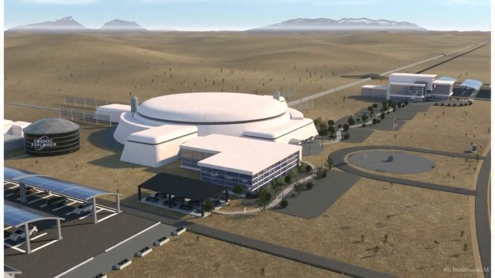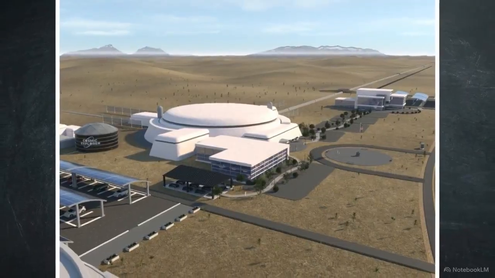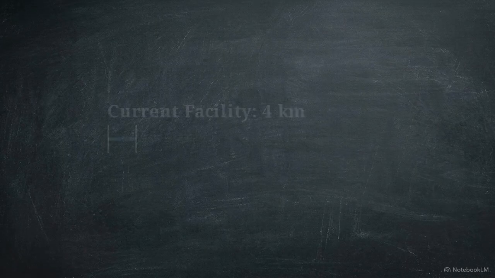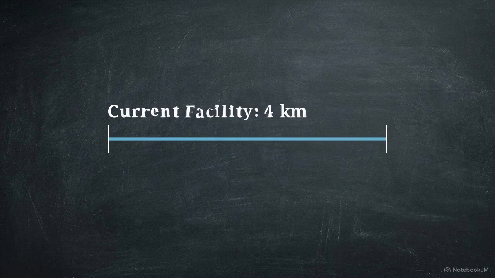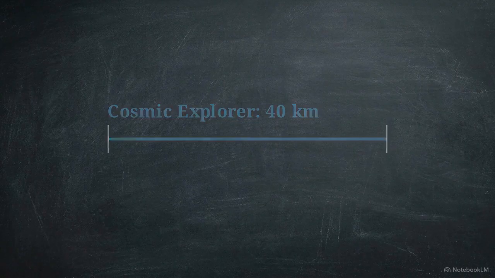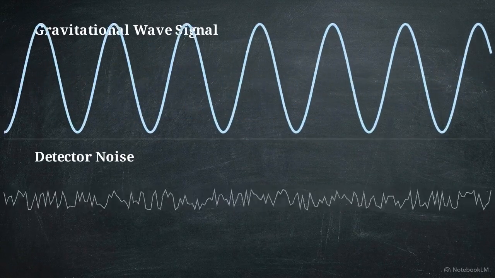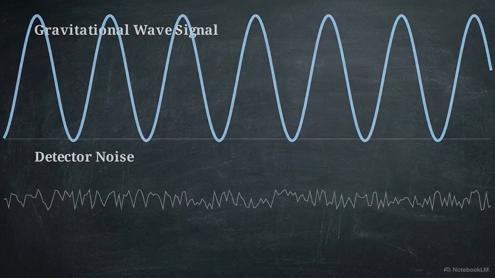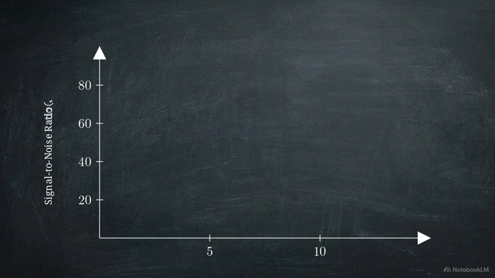That geometric leap is the Cosmic Explorer, a next-generation gravitational-wave observatory. The core mechanical upgrade is scale. Cosmic Explorer expands the interferometer arm length by a factor of 10, stretching from 4 kilometers up to 40 kilometers. Expanding the geometry increases the amplitude of the observed gravitational wave signals, but it does so without linearly increasing the detector noise. This chart plots detection reach, comparing signal-to-noise ratio against the universe's age.